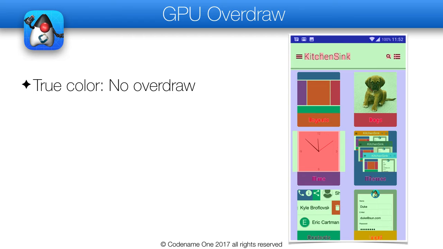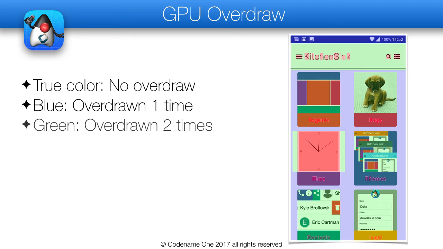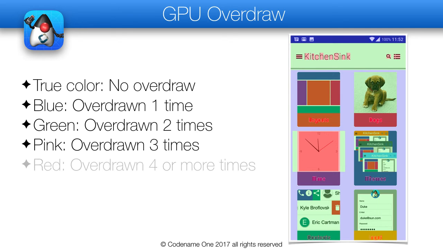True color, no overdraw. You are perfect, and even Google doesn't hit that much. Blue, overdrawn 1 time. That's probably the normal for most of your UI. If your background isn't blue or true color, you might have a problem. Green, overdrawn 2 times. Green is reasonable for nested elements. Pink is overdrawn 3 times. This is okay for text and special cases.